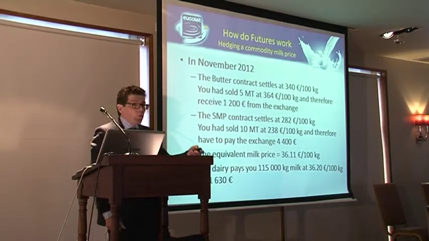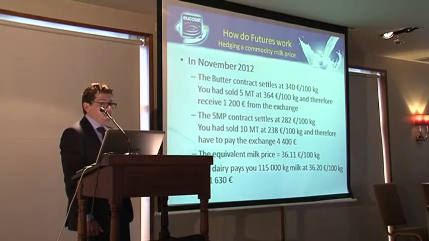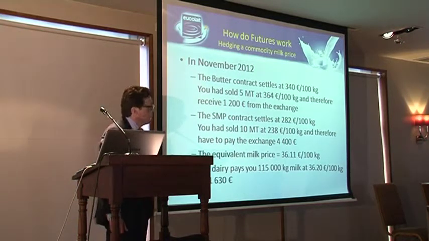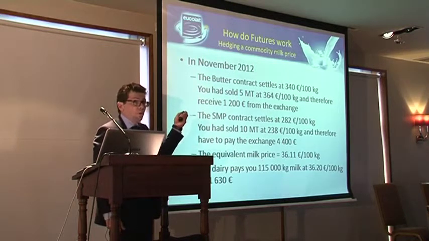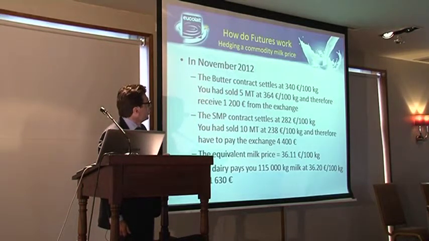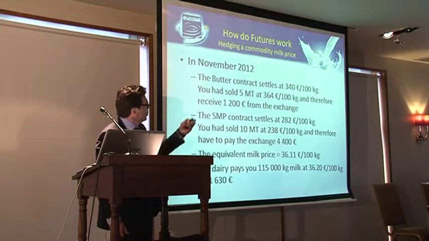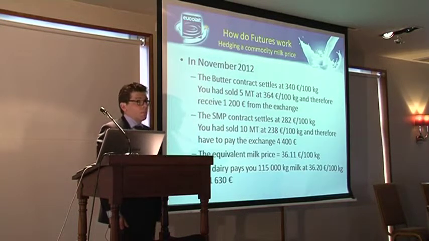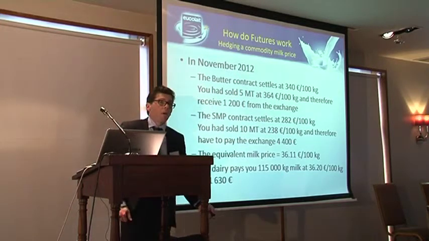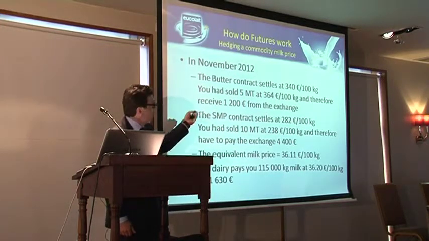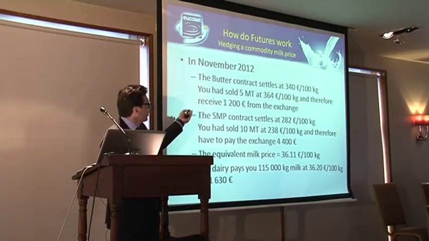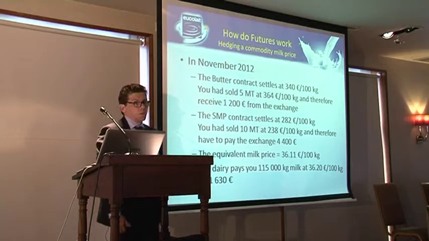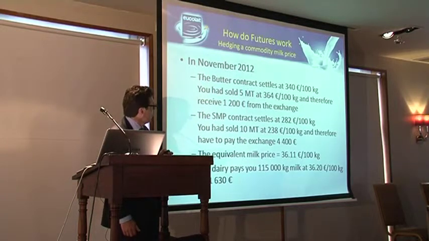If then you come into November 2012, what do you see? First of all, the butter price is different than what you traded. The butter price moved to 340, whereas your future contract that you sold in February 2011 was 364. So what does that mean? You have sold at 364. The actual market was 340. That means that your future contract is in the money, as we say, and you will receive from the exchange 1,200 euros for that contract.